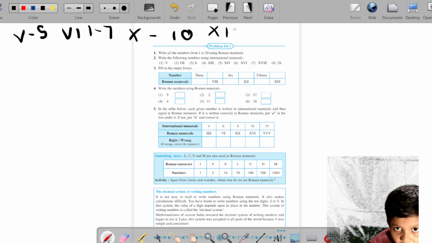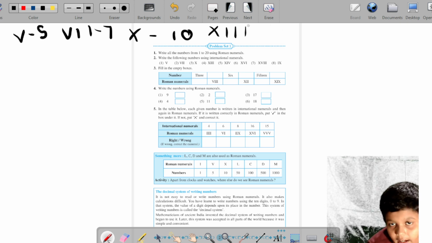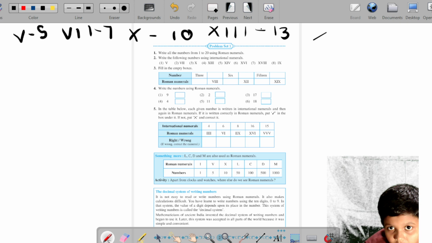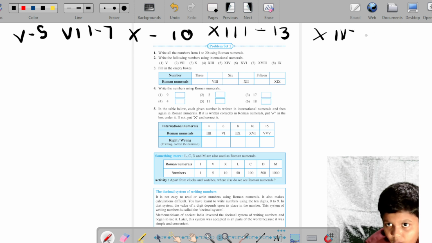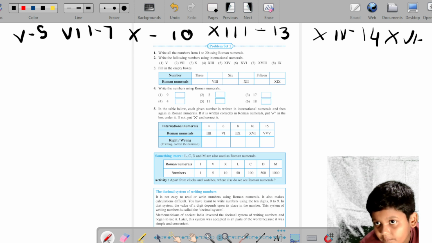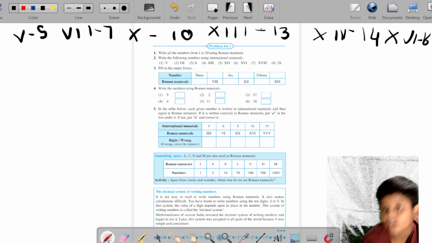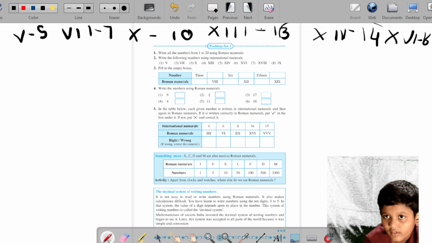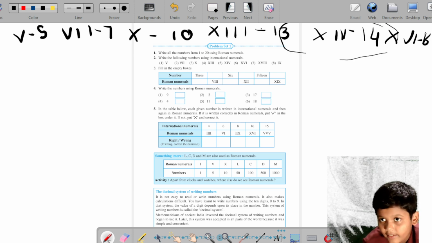XIII is equal to 13. XIV is equal to 14. XVI is equal to 16. Now see, here 14 and 16 have come.